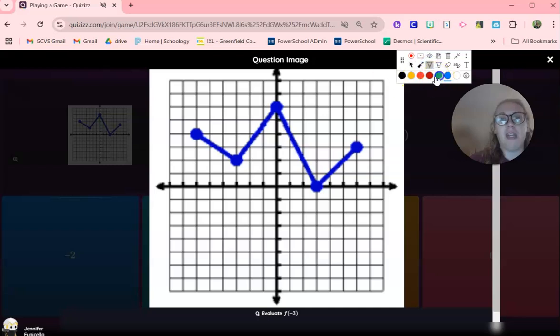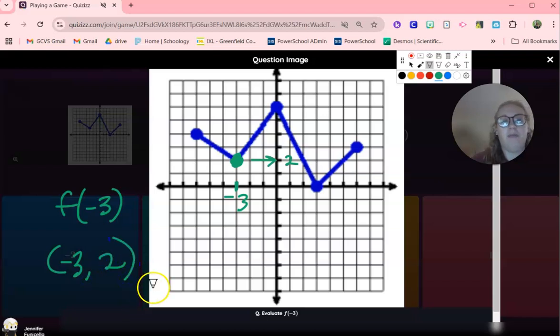F of -3. So when our input, when our x is -3, which is right here, what does our function equal? So we look at the graph. Hey, what's this point right here? When x is -3, our y is 2. So here's the point, -3 comma 2. Our y value is 2 when x is -3.